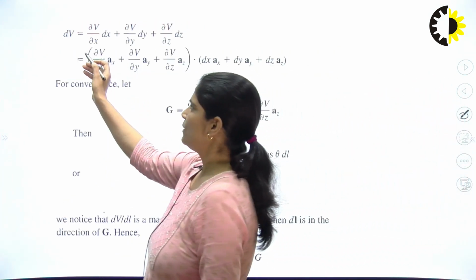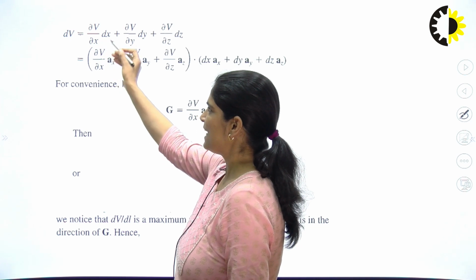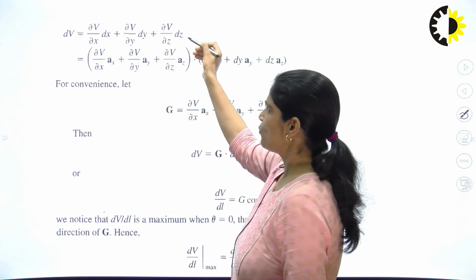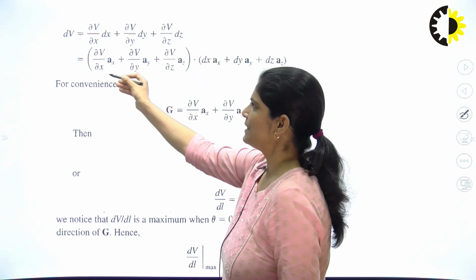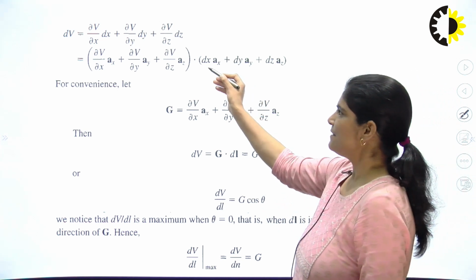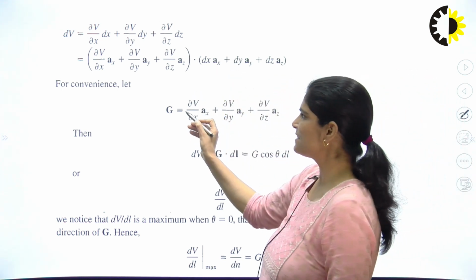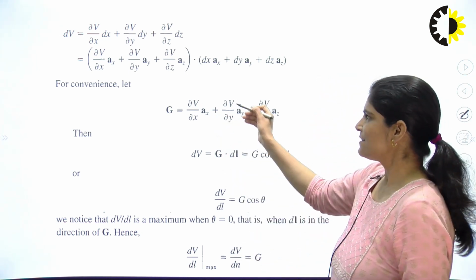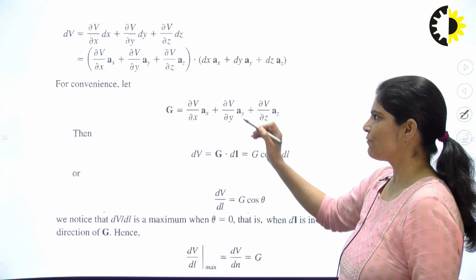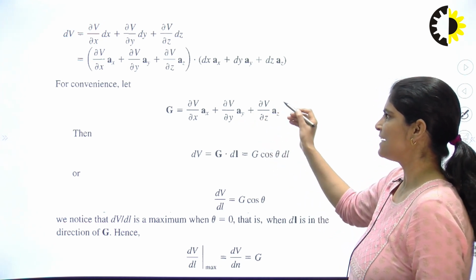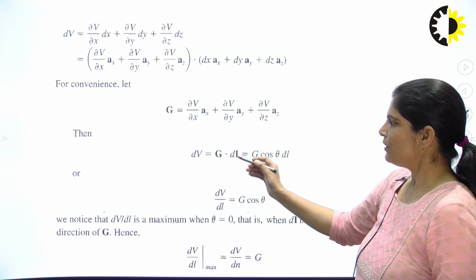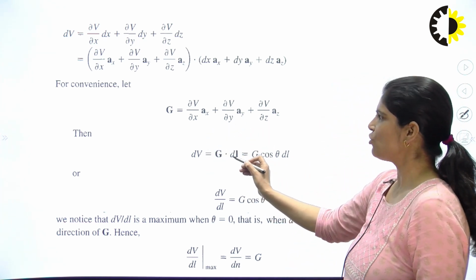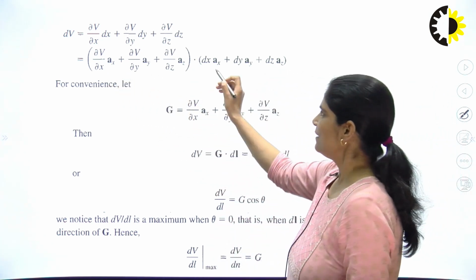Now dV is equal to del V upon del x dx plus del V upon del y dy plus del V upon del z dz. Now here you can see this is the gradient and this is dl. So gradient is represented as del V upon del x unit vector of x plus del V upon del y unit vector of y plus del V upon del z unit vector of z. Now here consider dV is equal to G dot dl. This is your G gradient, this is dl.